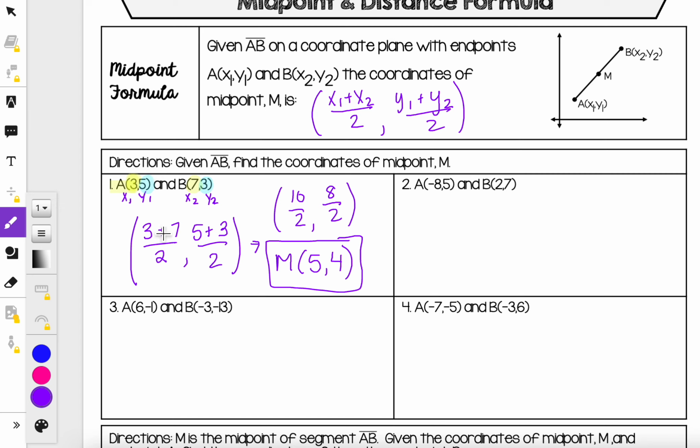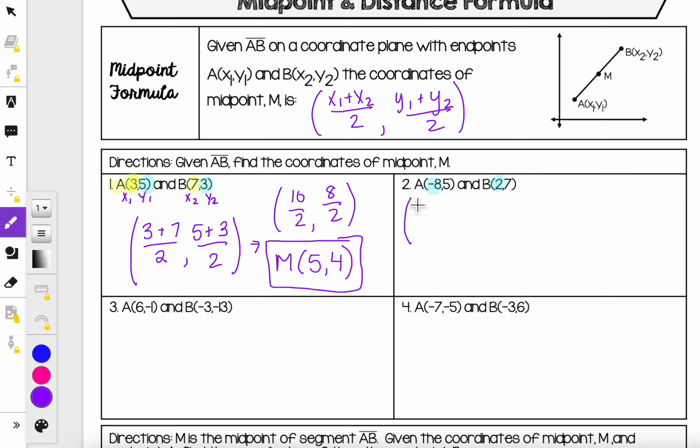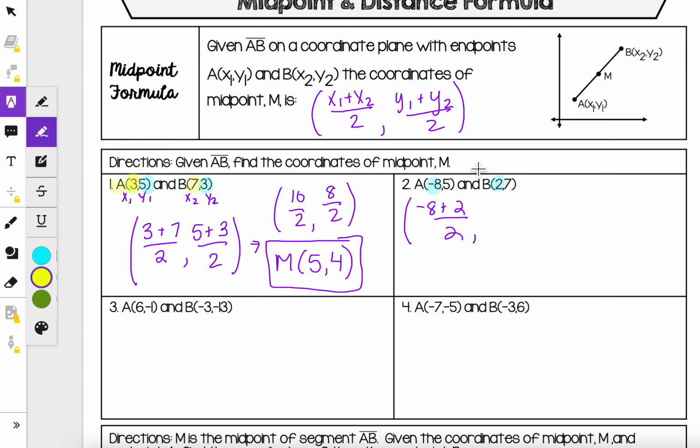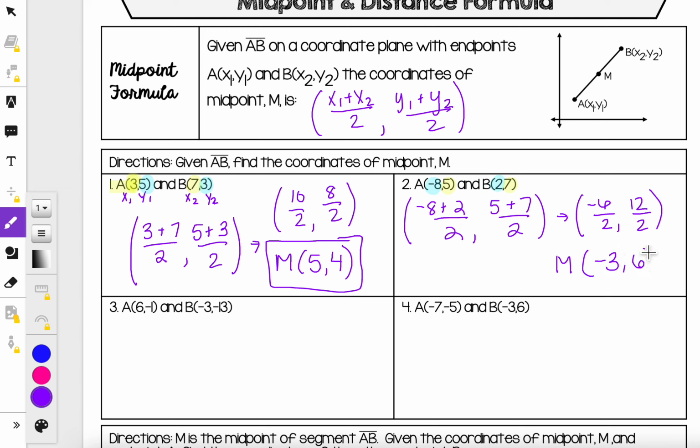Okay. For number 2, I'm going to do the same thing. So again, I'm looking at here my x's are -8 and 2. So -8 plus 2 divided by 2. And my y coordinates are 5 and 7. So I'm going to take 5 plus 7 and divide by 2. Okay, so as I simplify, I'm going to have -6 over 2, 12 over 2, and the coordinates of that midpoint M are going to be (-3, 6). Okay? So this works when you have negative coordinates. It's the same idea.